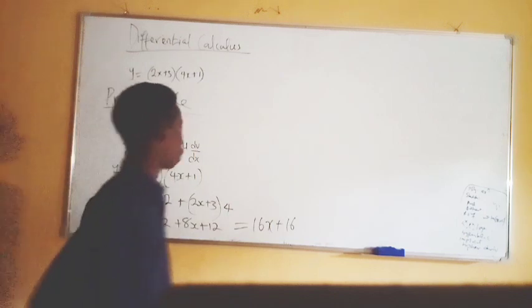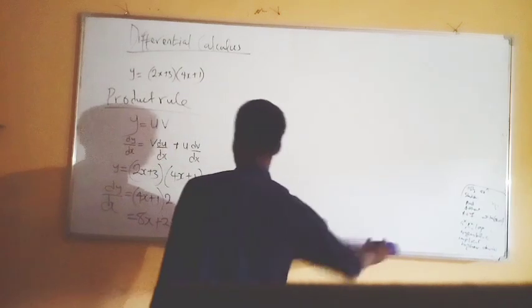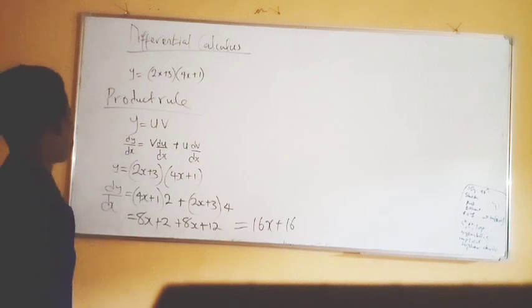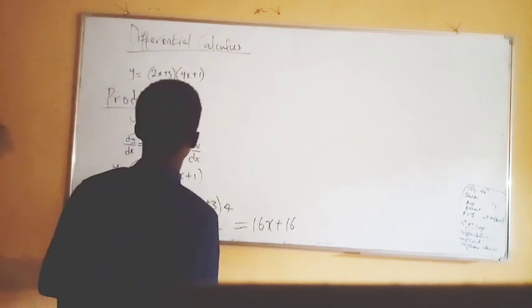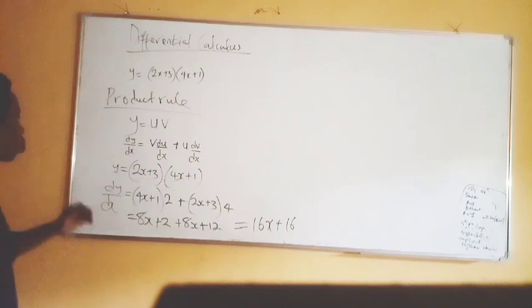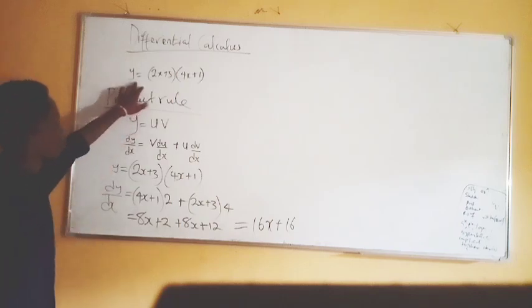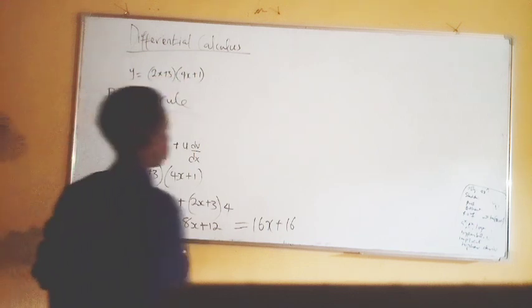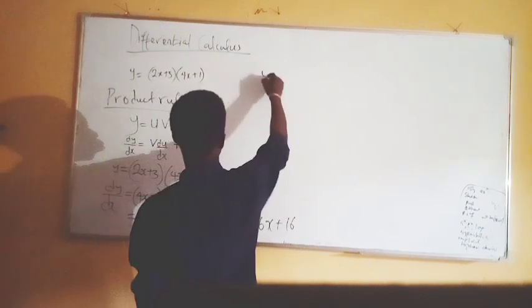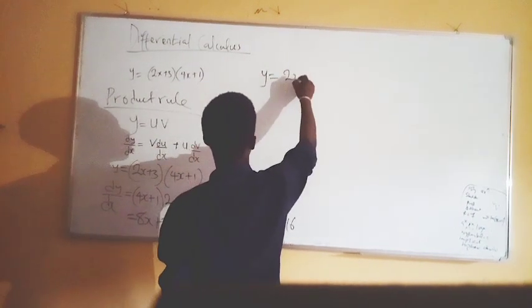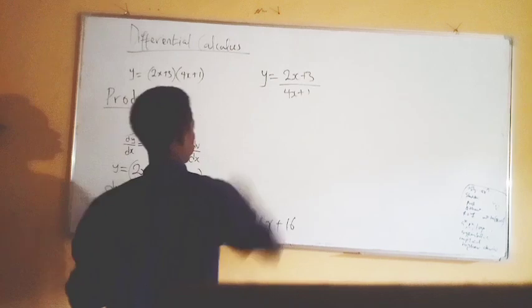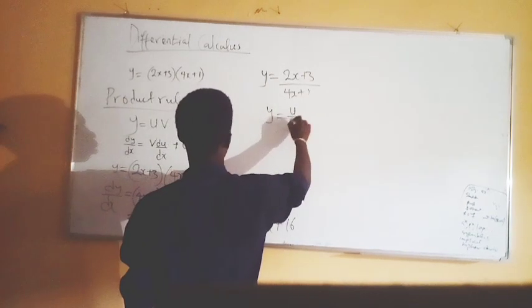So we can also move to another type of method, which I will call the quotient rule. So the first one, the product rule, we put it as y equals uv. In the quotient rule, it can appear in this format. Y is equal to 2x plus 3 over 4x plus 1. So in this case, y is equal to u over v.